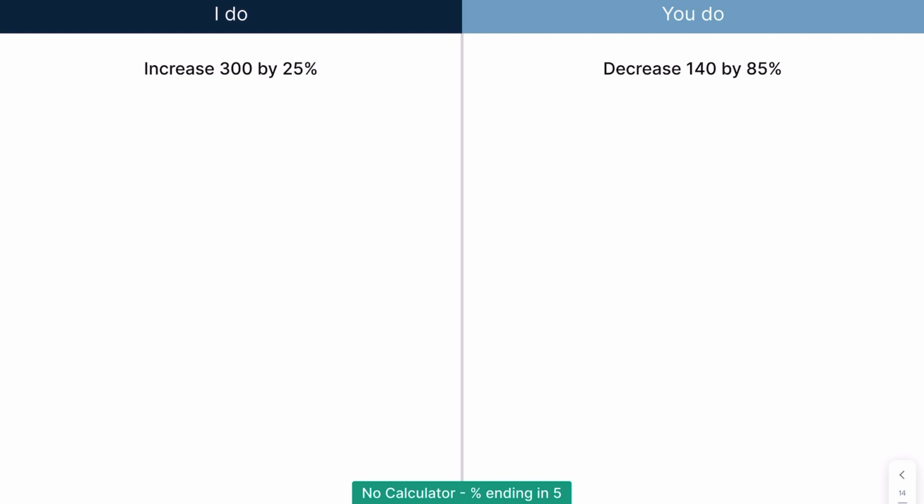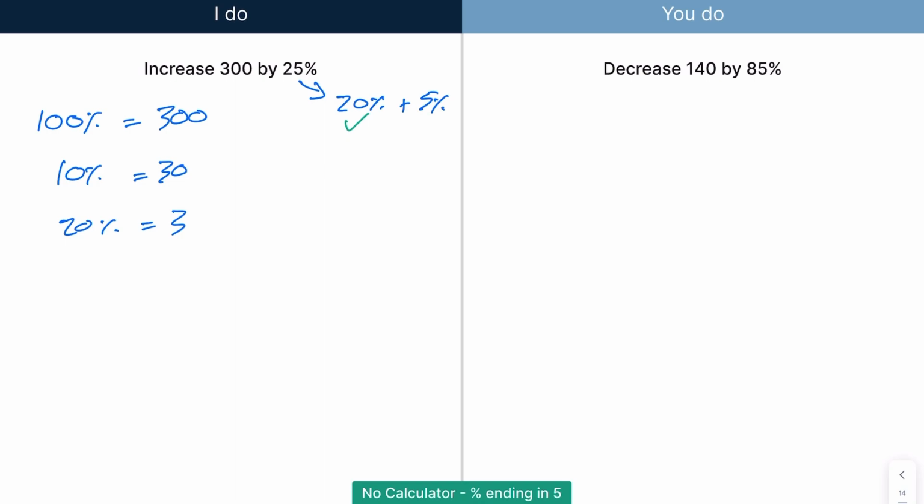Now we're looking at percentages that end in 5. So here, again, 100% is 300. Now to find 25%, I will find 20% and 5%, and that will give me my answer. So 10% is 30, 20% is 60. So I found this, but I need 25. So I now need to find 5%. Well, how do I find 5%? Well, to find 5%, I can just halve this bit here, because 10% is 30, so 5% must be 15. I've now found this bit here too. So in total, 25% is going to be 60 plus 15, which is 75.